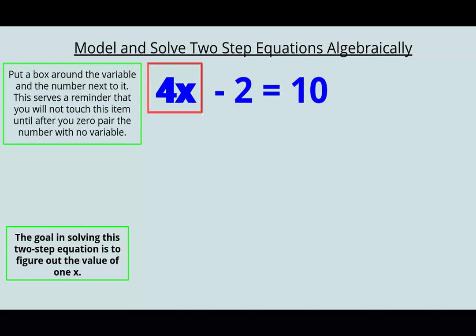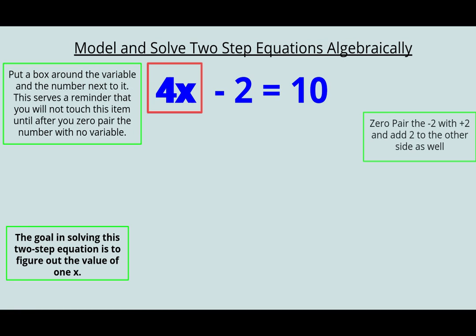But what I am going to do is take care of the item on the same side of the equal sign that does not have a box around it. And that is that -2. So I need to zero pair the -2 with +2. And remember, whatever you do on one side of the equation, you have to do on the other side. So I'm going to add 2 to both sides.